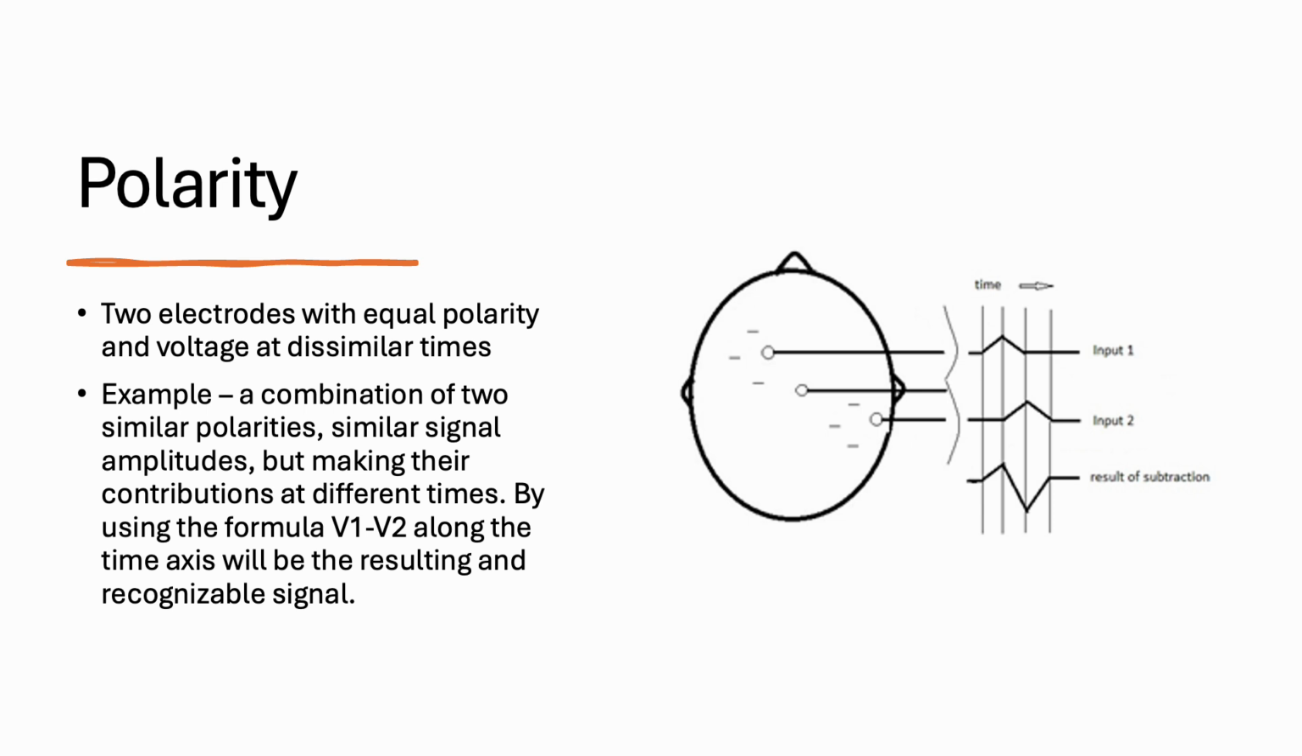Sometimes two electrodes with equal polarity and voltage both occur at dissimilar times, and that can shape the front and back part of a wave. It all depends on the time the voltages occur. If you were to plot dots at every 0.1 seconds of the voltage and then connect the dots, you would have brainwaves. That's essentially what the computer is doing. It reads two voltages and polarities, subtracts them, and plots with dots and connects them with lines.